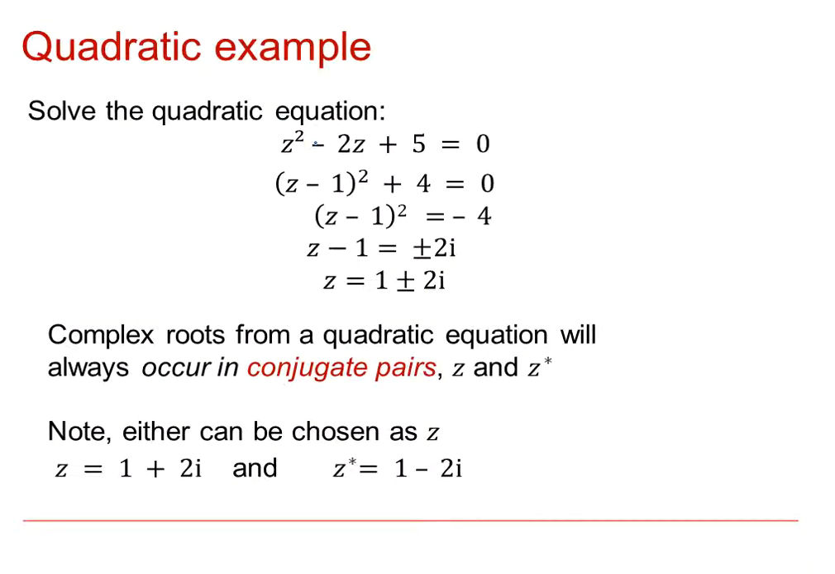So here we have a quadratic equation in the variable z, which has been solved by completing the square, and we can see that we've got two complex roots, and those complex roots form what's called a conjugate pair. One of them is often referred to as z and the other one as z star. It doesn't matter which one is called z and which one is z star. So in this case I've chosen z is 1 plus 2i and z star is 1 minus 2i.